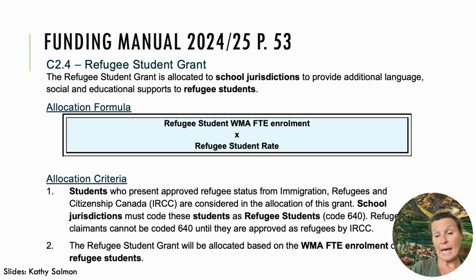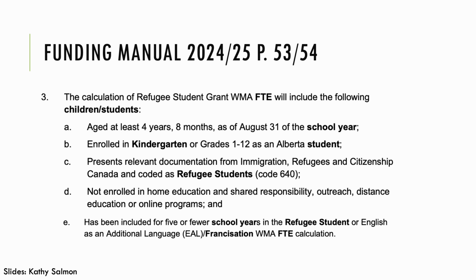So when EAL learners or families arrive and they qualify as a refugee, that would be determined as they are approved as refugees by the IRCC. And just like the EAL grant, the Refugee Student Grant will be allocated based on the weighted moving average FTE enrollment. The eligibility criteria for the Refugee Student Grant is similar to that of the EAL Student Grant, with one difference being the age is 4 years and 8 months for the Refugee Grant. Please note that students are not eligible for the Refugee Grant if they are enrolled in a home education program.